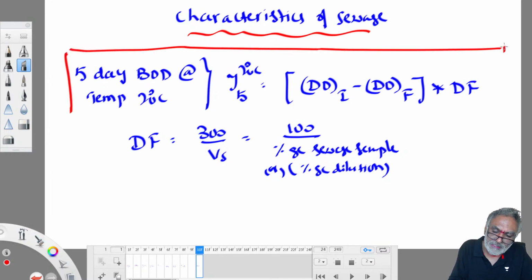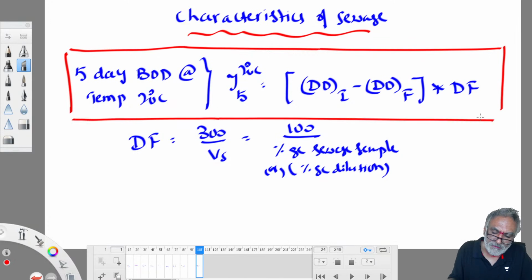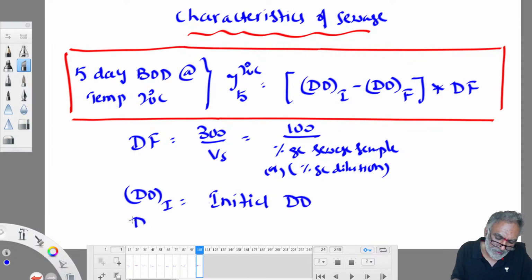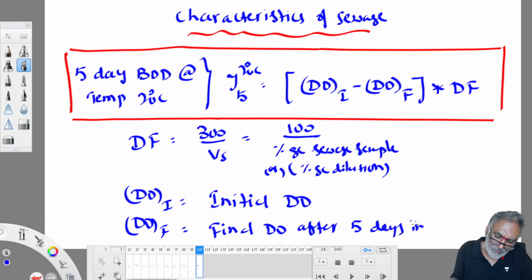5-day BOD at 20 degrees Celsius. We measure the BOD value. So DO initial is DOi, DOf is DO final. DOi is the initial DO, DOf is the final DO, final DO after 5 days incubation at temperature 20 degrees Celsius.